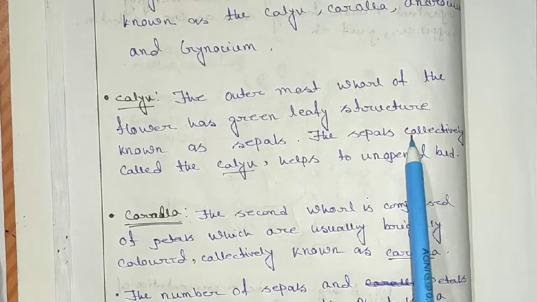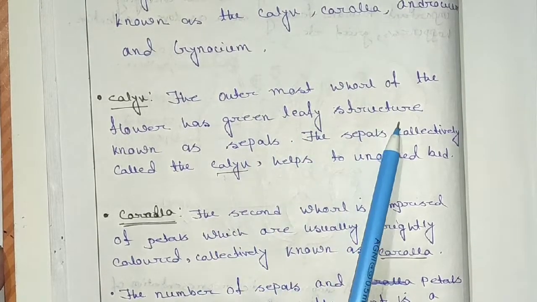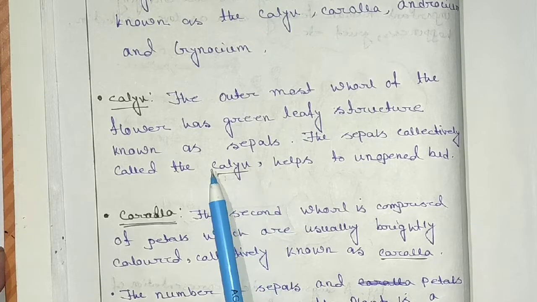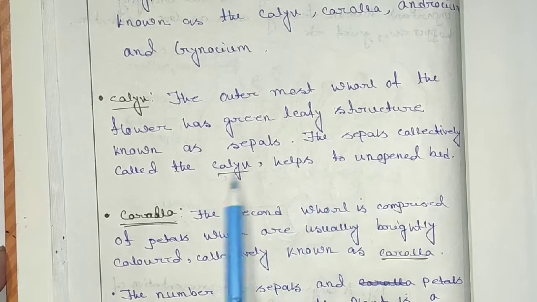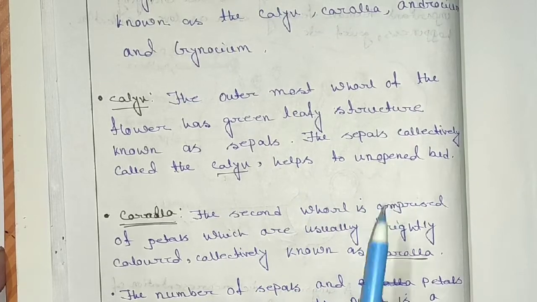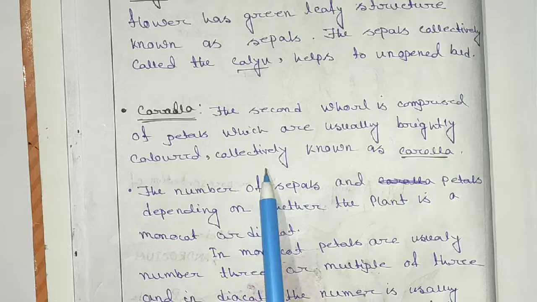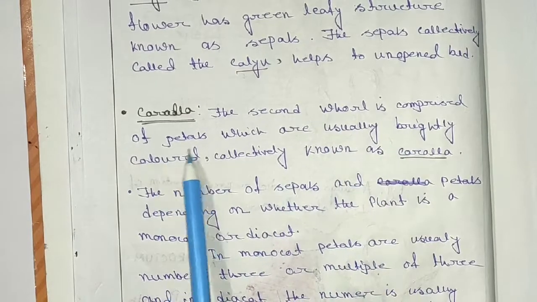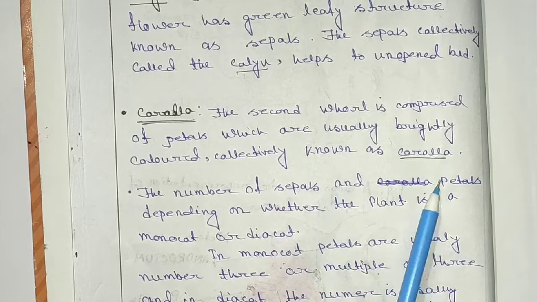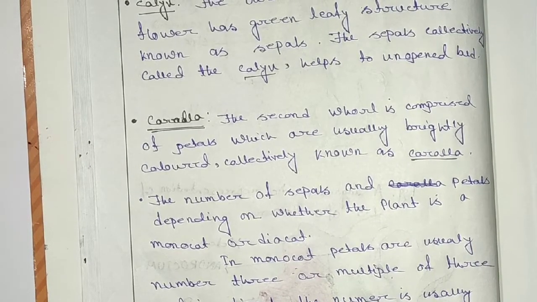What is calyx? The outermost whorl of the flower has green leafy structures known as sepals. That means the outermost part of a flower is the sepals, and these sepals, collectively called the calyx, help to protect the unopened bud. And what is corolla? The second whorl is comprised of petals, which are usually brightly colored, collectively known as corolla. That means the brightly colored petals together are known as corolla.